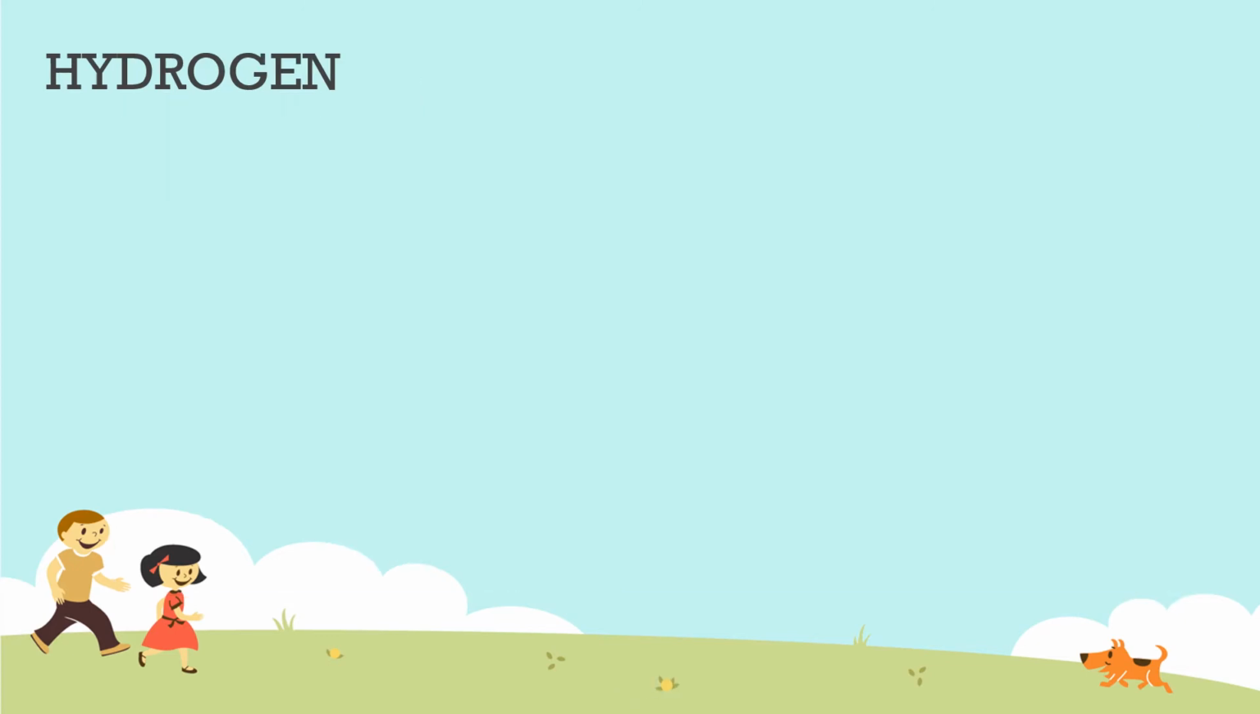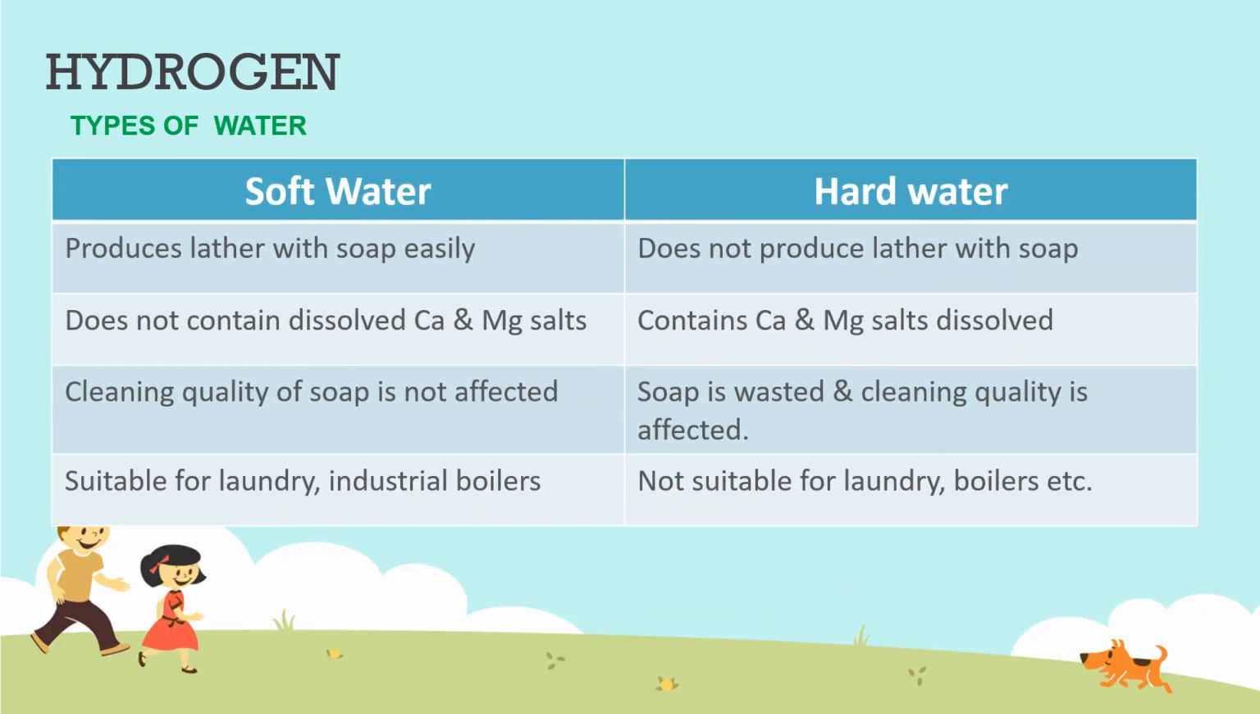So quickly revising the concept of the hardness of water. First of all, the two types of water based upon hardness: we have soft water and hard water. Soft water is the one which produces lather with soap easily, whereas hard water does not produce lather with soap. Soft water does not contain dissolved calcium and magnesium salts, whereas hard water contains calcium and magnesium salts. With soft water, the cleaning quality of the soap is not affected, whereas in case of hard water, the cleaning quality is affected, and along with that, soap is wasted a lot in hard water cleaning.